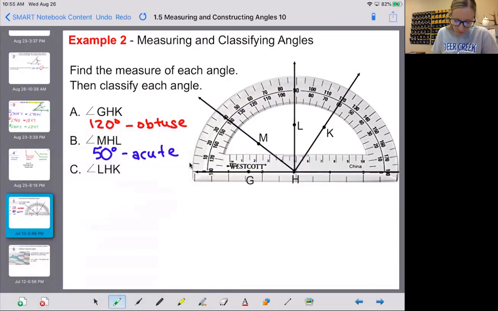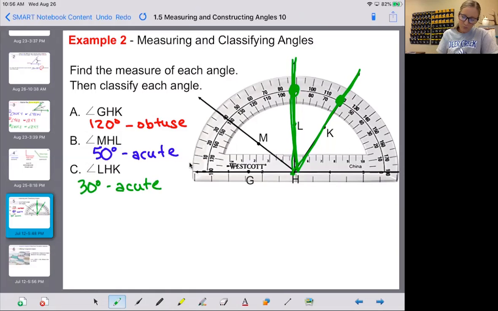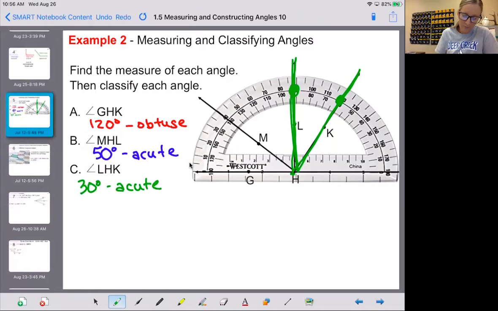So we have angle LHK. So this angle right here in the middle. So the top part here is at 90. This one over here is at 120. From 90 to 120, how much is that? From 90 to 120 is 30 degrees. And so, of course, again, that one is acute. Okay, let's do another example.